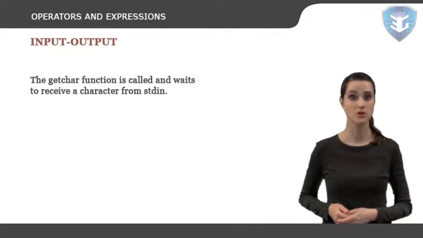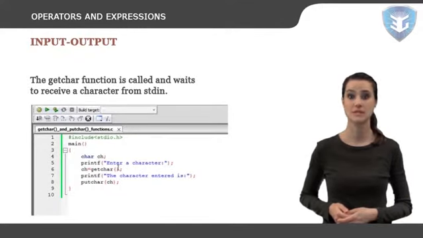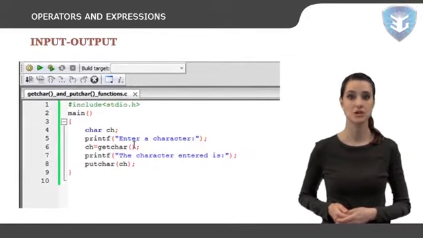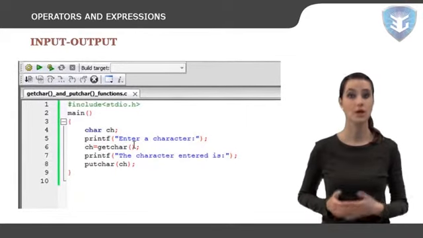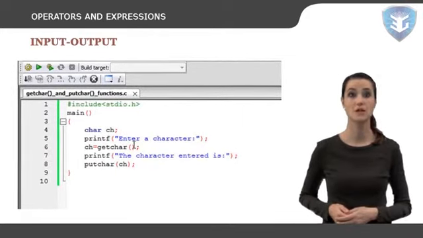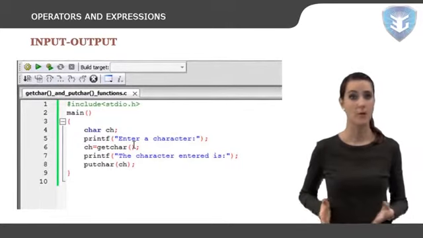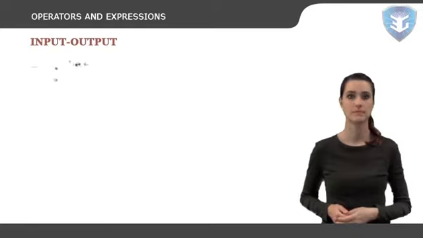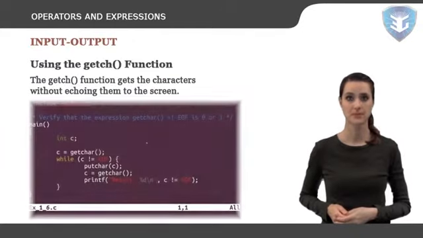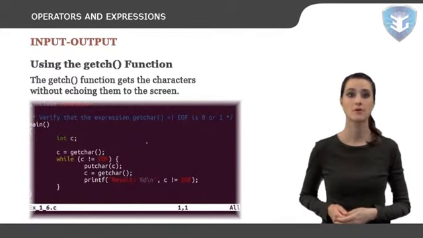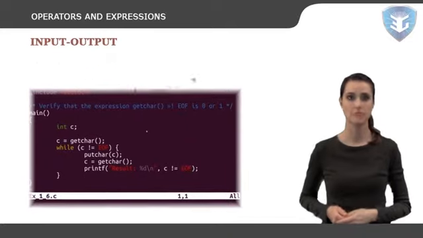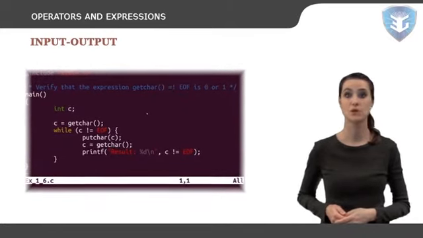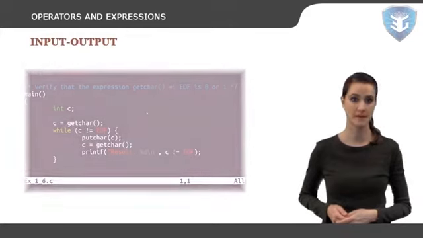The getchar function is called and waits to receive a character from stdin. Because getchar is a buffered input function, no characters are received until one presses enter. However, each key one presses is echoed immediately on the screen. Using the getch function. The getch function gets the characters without echoing them to the screen. One knows the characters are being gotten because the original listing uses the putchar function to display them.